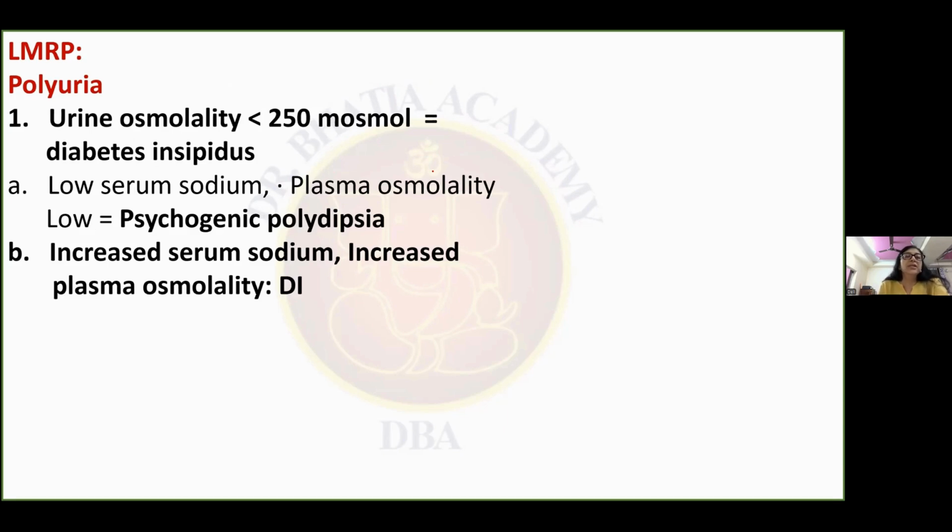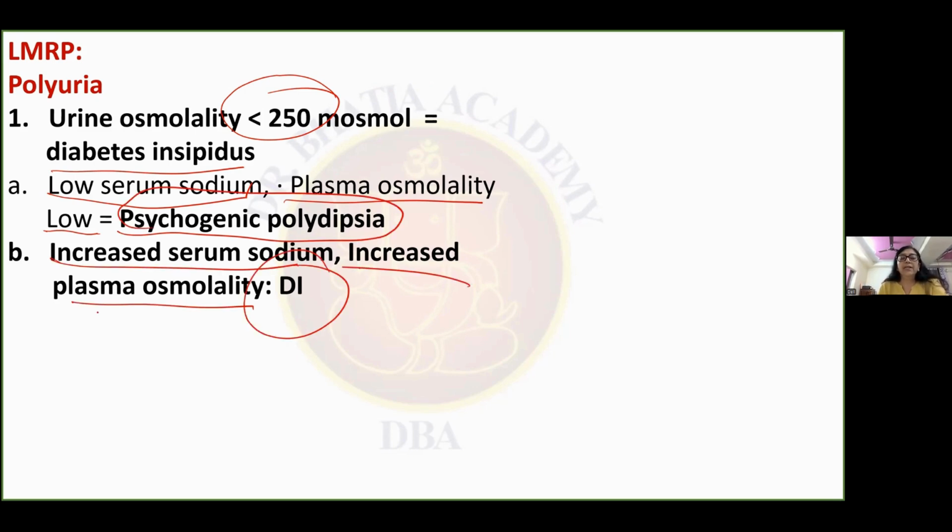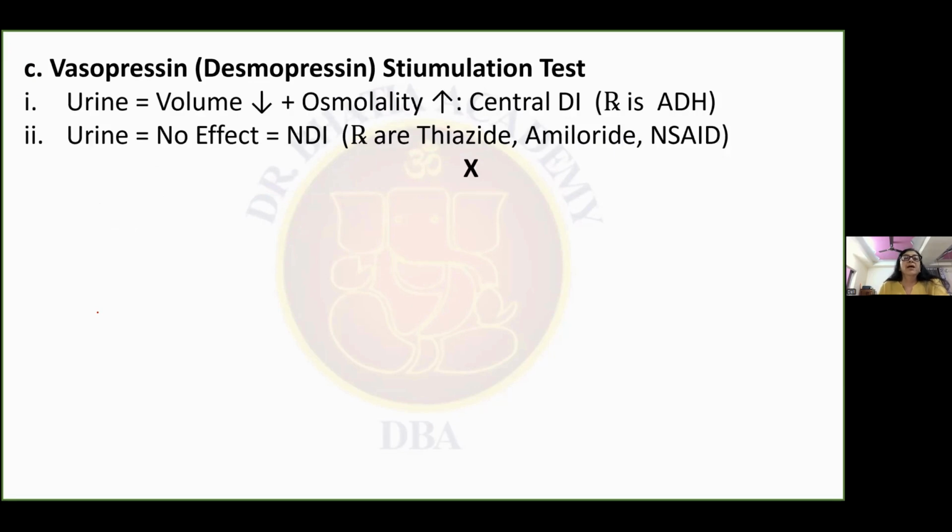Last minute revision points. Urine osmolality less than 250, we are dealing with diabetes insipidus. Low serum sodium, low osmolality, everything low, we are dealing with psychogenic polydipsia. Increased sodium, increased osmolality, we are dealing with diabetes insipidus. Administer vasopressin, that is desmopressin. Urine volume less, osmolality increased, that means again central DI. If no effect on urine, then we are dealing with nephrogenic DI. Treat with thiazides or amiloride.